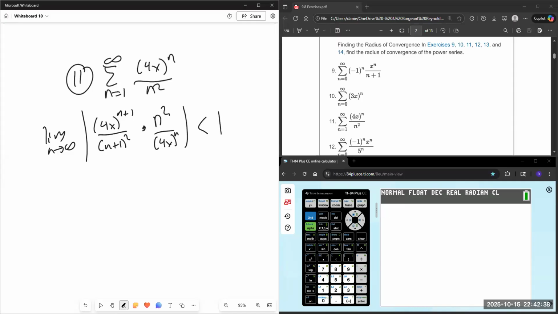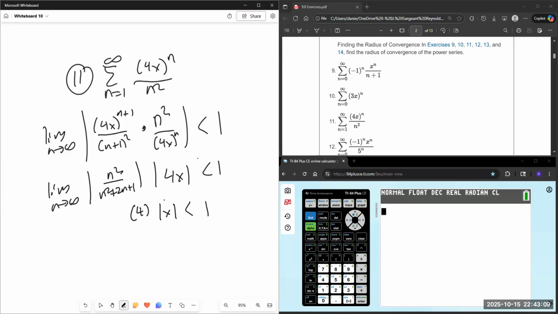So I'm going to take the limit as n goes to infinity. I'll keep my n parts together here. N squared over n squared plus 2n plus 1. Then I'll have this other part that is x's. So n plus 1 minus n is first power. And then this limit here is going to 1 times 4 is going to be 4 times the absolute value of x is less than 1. So the absolute value of x is less than 1/4. So my radius of convergence is 1/4.